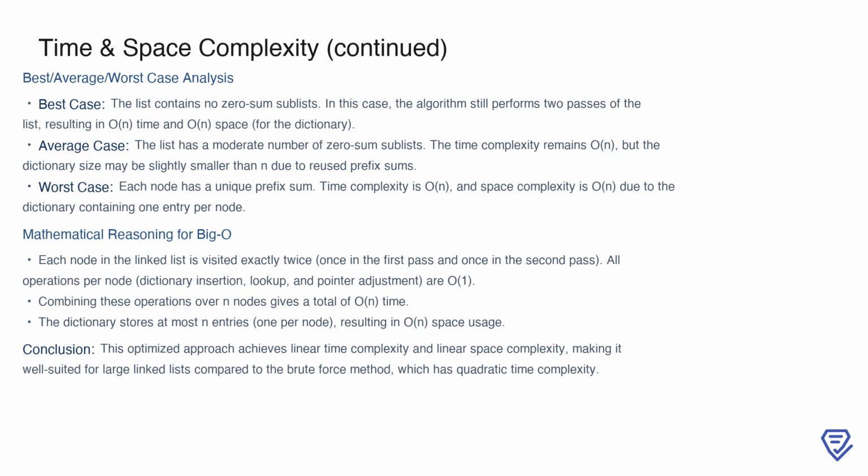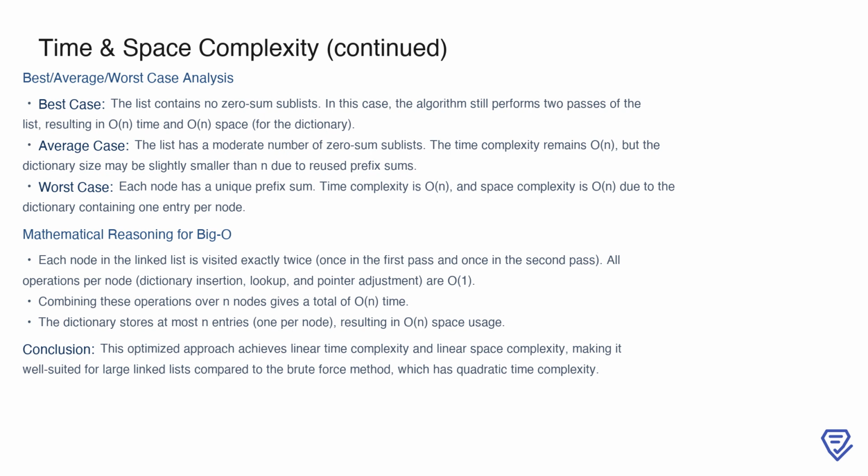In the best-case scenario, the linked list contains no zero-sum sublists. Even in this case, the algorithm still performs two full passes through the list, resulting in O(n) time and O(n) space for storing prefix sums. In the average case, where the list contains a moderate number of zero-sum sublists, the time complexity remains O(n), but the dictionary may use slightly less than n space due to reused prefix sums. In the worst-case scenario, every node in the list has a unique prefix sum, leading to O(n) time and O(n) space, as the dictionary will contain one entry per node.